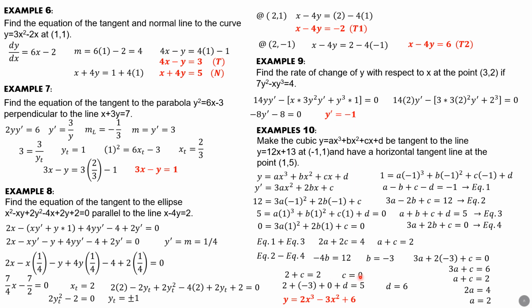So c is 0. Then finally, into equation 3, we substitute the values of a, b, and c to solve for d. A is 2, b is negative 3, c is 0, plus d equals 5. So d is 5 plus 3, 8 minus 2, d is 6. Therefore, the cubic is y equals a, 2, x cubed plus b, negative 3, x squared plus c, 0, so there's no x term, plus d, which is 6. So that's it for that problem.